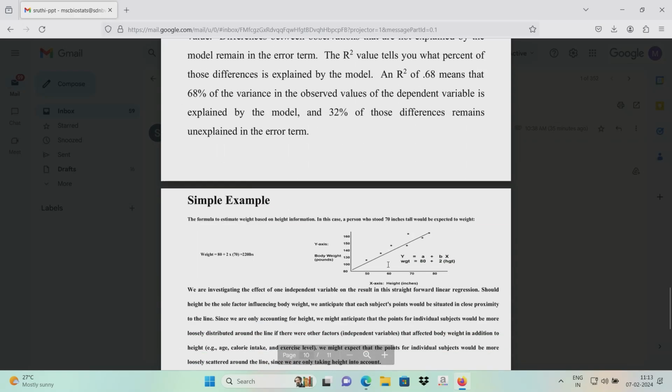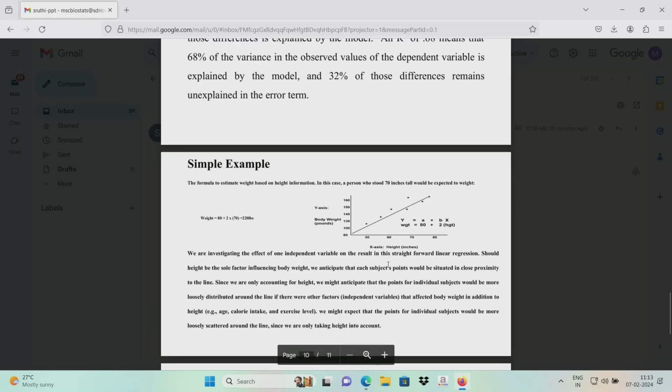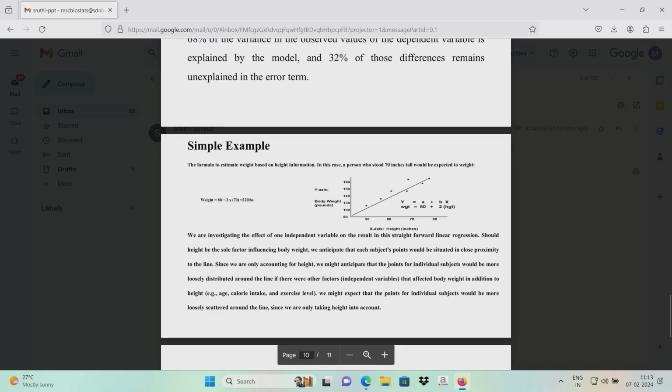Now let's pass on to a simple example. This is the formula to estimate weight based on height information. A person who stood 70 inches tall would be expected to weigh how much? Let's determine the weight of that person. We are investigating the effect of one independent variable on the result in this straightforward linear regression. Should height be the sole factor influencing body weight, we would anticipate that each subject's points would be situated in close proximity to the line.